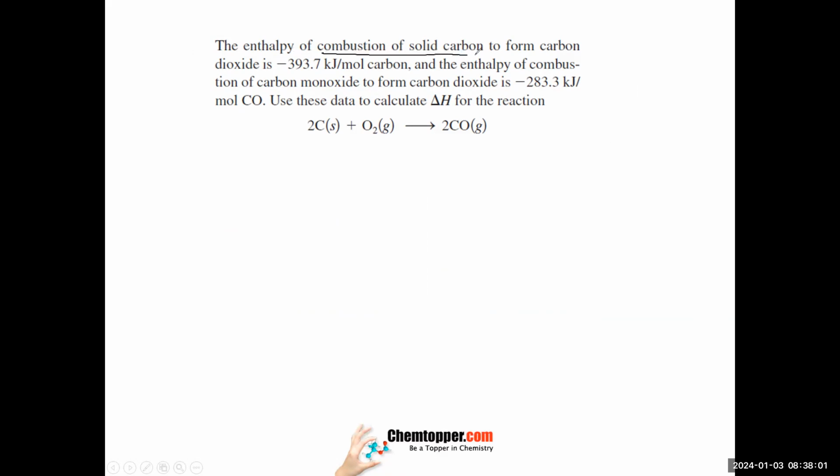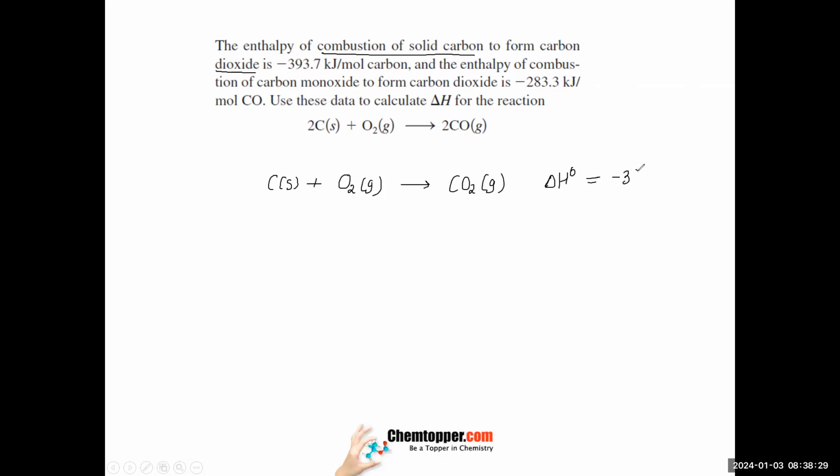Combustion of solid carbon. So carbon solid. Combustion means other reactant is O2 gas, giving you carbon dioxide. Carbon dioxide gas. Is it balanced? Yes. What's the delta H naught for this reaction?